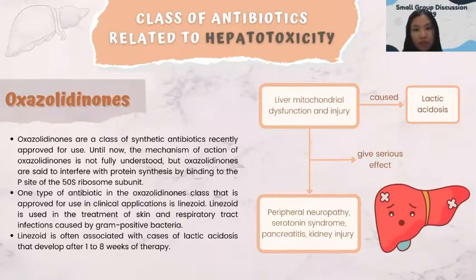Linezolid is used in the treatment of skin and respiratory tract infections caused by gram-positive bacteria. Linezolid is often associated with cases of lactic acidosis that develop after 1 to 8 weeks of therapy. Lactic acidosis occurs due to liver mitochondrial dysfunction and injury, resulting in impaired liver function. Liver mitochondrial damage usually has more serious side effects, including peripheral neuropathy, serotonin syndrome, pancreatitis, and kidney injury. So it can be concluded that linezolid causes lactic acidosis, which is a fatal effect. Next.